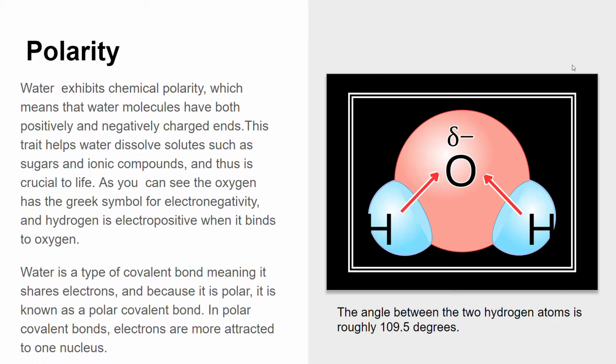So, going on to this, you can see that the oxygen has the Greek symbol delta negative for electronegativity, and hydrogen has the Greek symbol, well, it's not being shown, but it's electropositive with a delta positive. And the angle between the atoms in water is roughly 109.5 degrees.